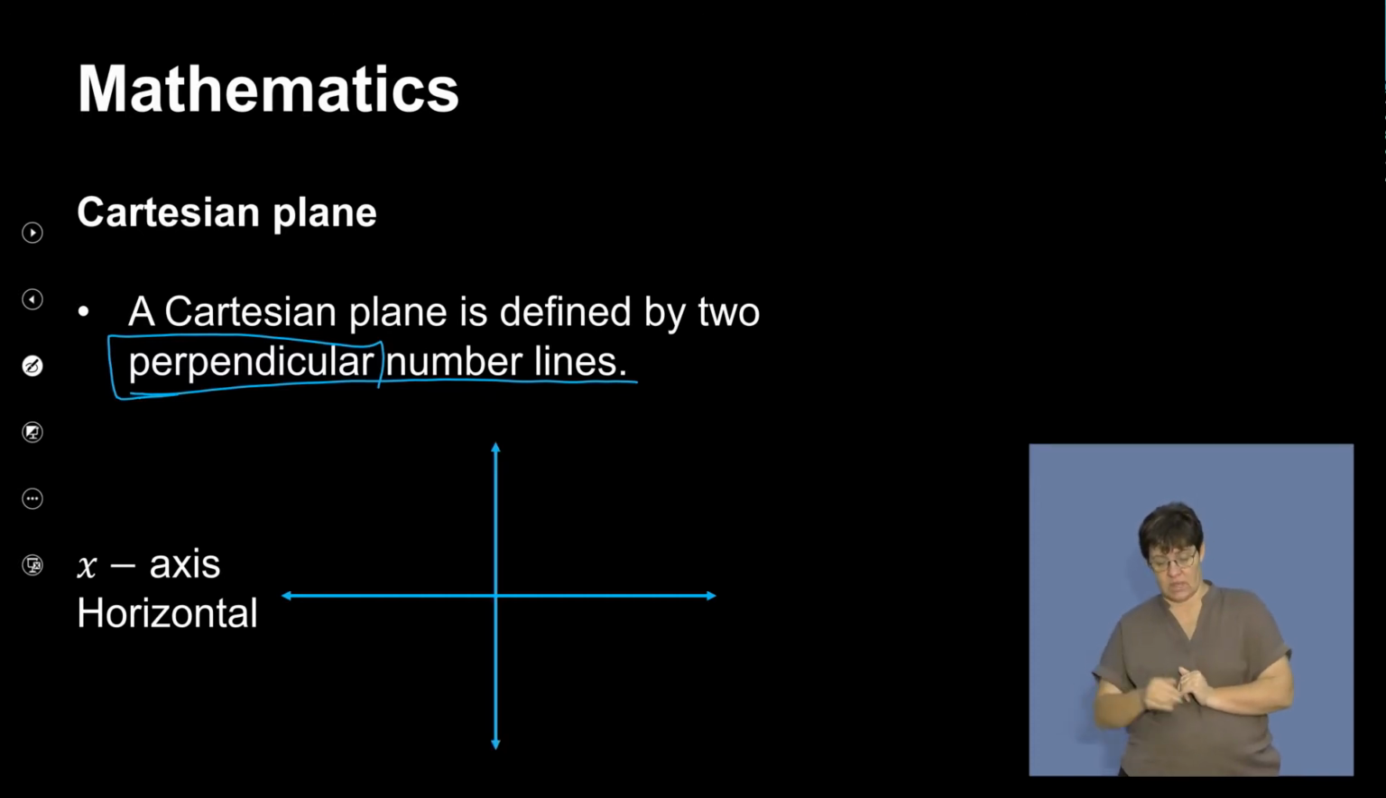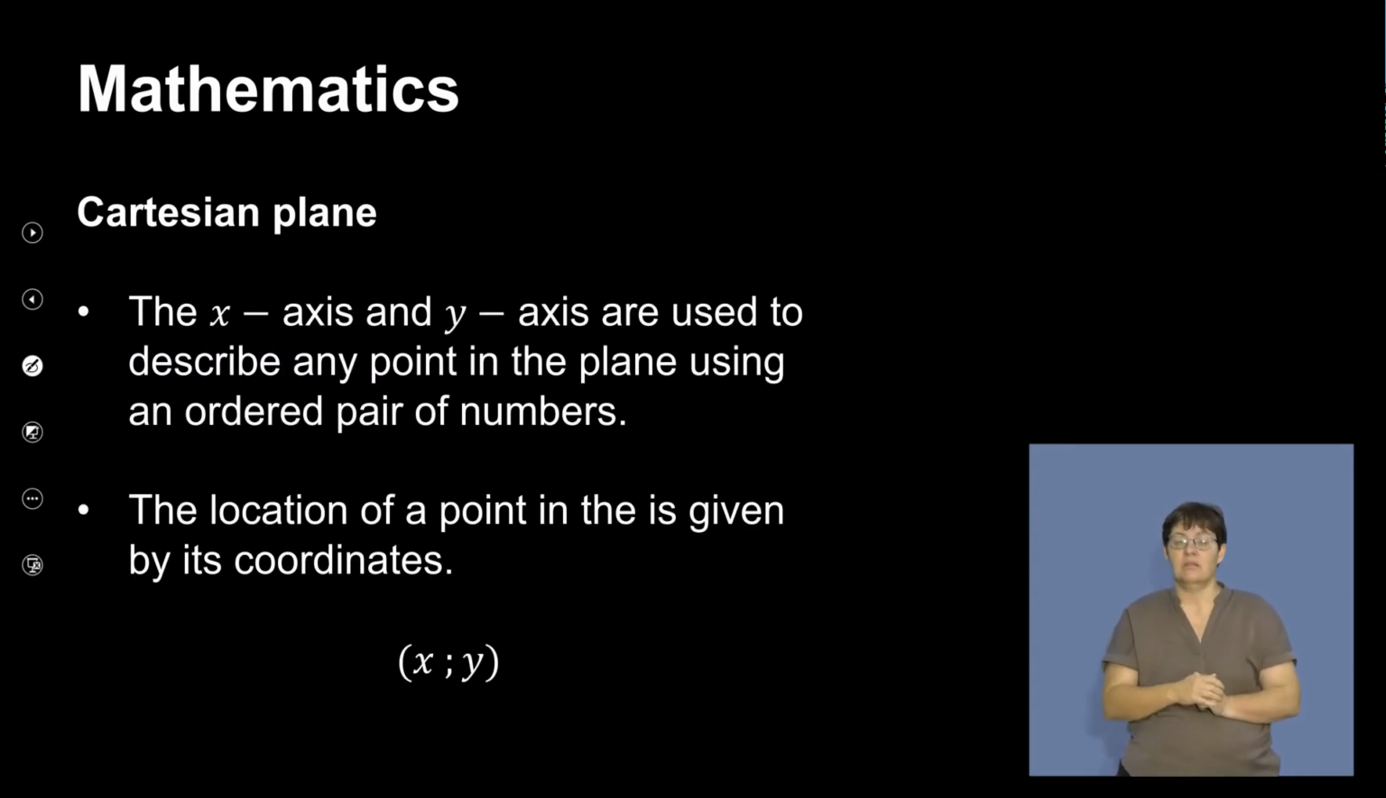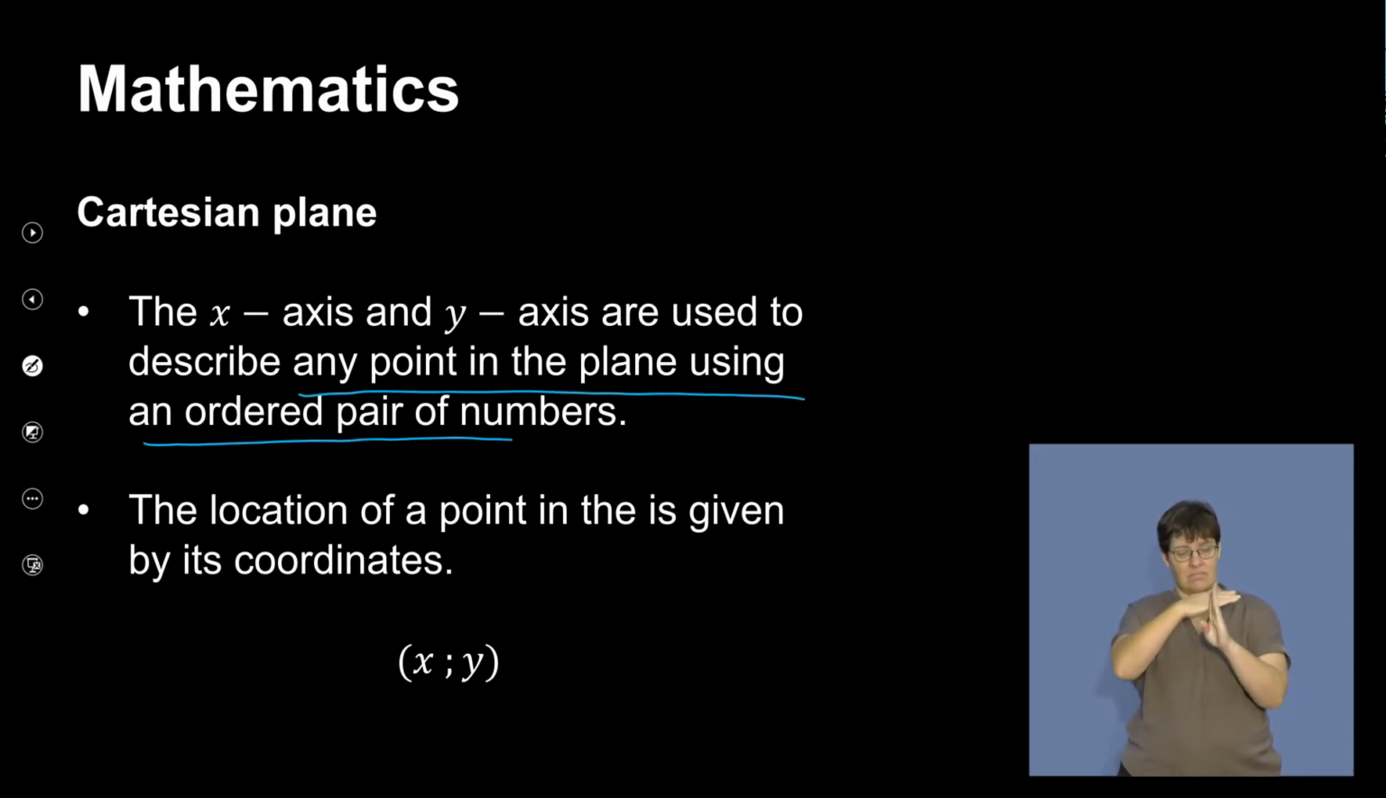And then the vertical axis, we call it the y-axis, which is also called the vertical axis. With this Cartesian plane, the x-axis and the y-axis are used to describe any point in the plane using an ordered pair of numbers. Remember, ordered pair of numbers, we normally call this coordinates. So the location of the point is given by those coordinates.